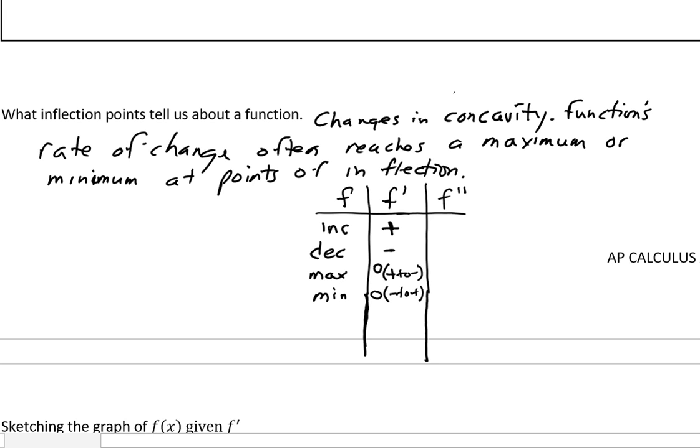Now, we also could have a flat spot or a terrace point. Okay, f prime would be 0, and there's no sign change. There's no sign change there. Okay.